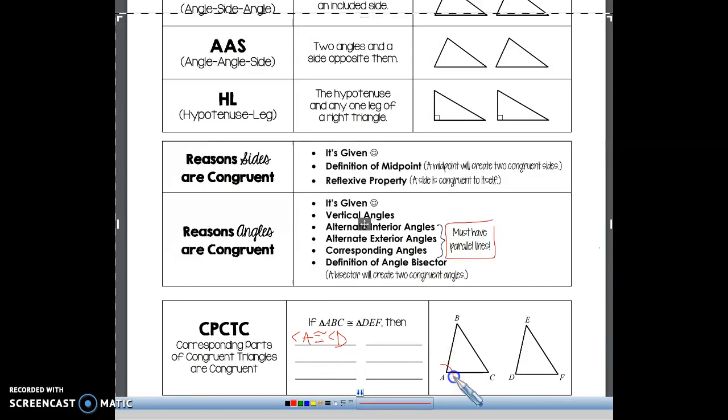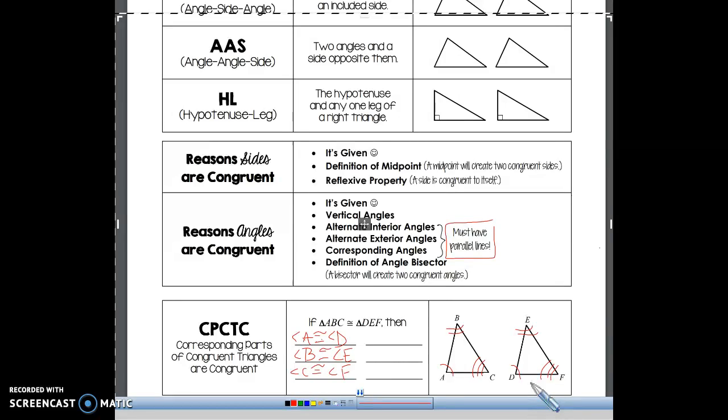Okay, so I can mark it in my picture. Those are congruent. I also know that angle B is congruent to angle E. So I can mark that in my picture. And then lastly, I know that angle C is congruent to angle F. And I can mark that by 3 arcs, showing that all sets are different measurements, but corresponding angles are congruent.